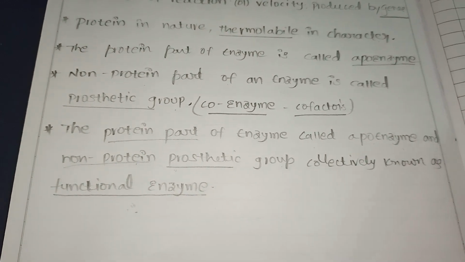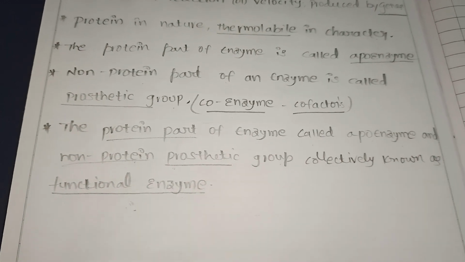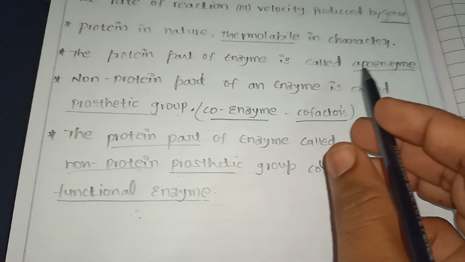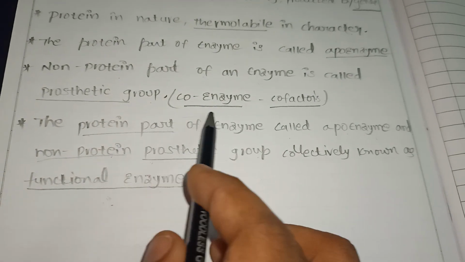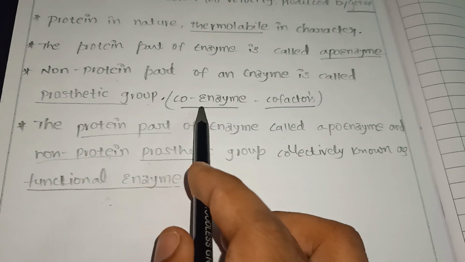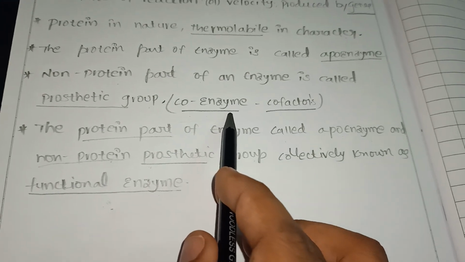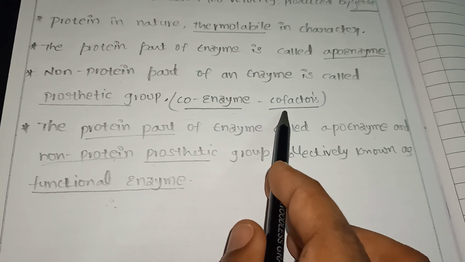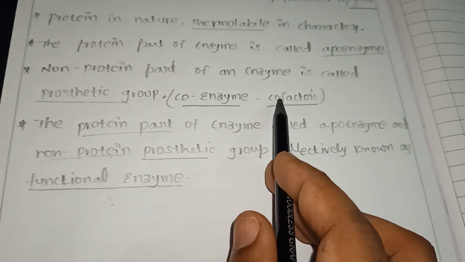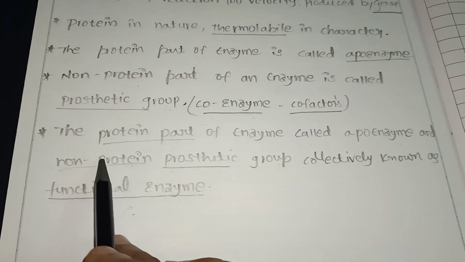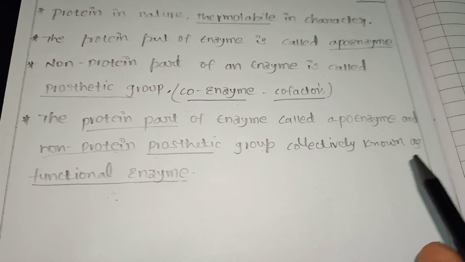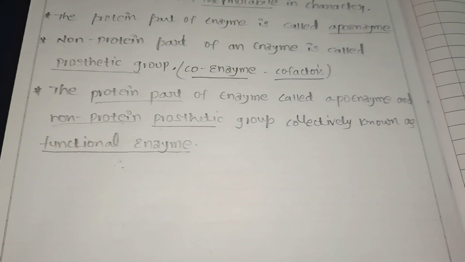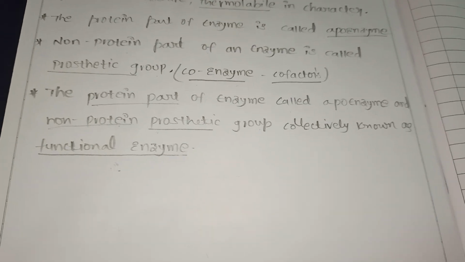Apoenzyme alone can act on a particular substrate, but it cannot catalyze the reaction. Apoenzyme needs some help from the non-protein part of the enzyme, and they are prosthetic groups. Prosthetic groups are coenzymes and cofactors. Coenzymes are derivatives of mostly B complex vitamins, and cofactors are metals. Here the protein part is the apoenzyme, and coenzymes and cofactors are prosthetic groups. All these collectively are known as functional enzyme. Only the functional enzyme can act on substrates, catalyze, and complete the reaction.